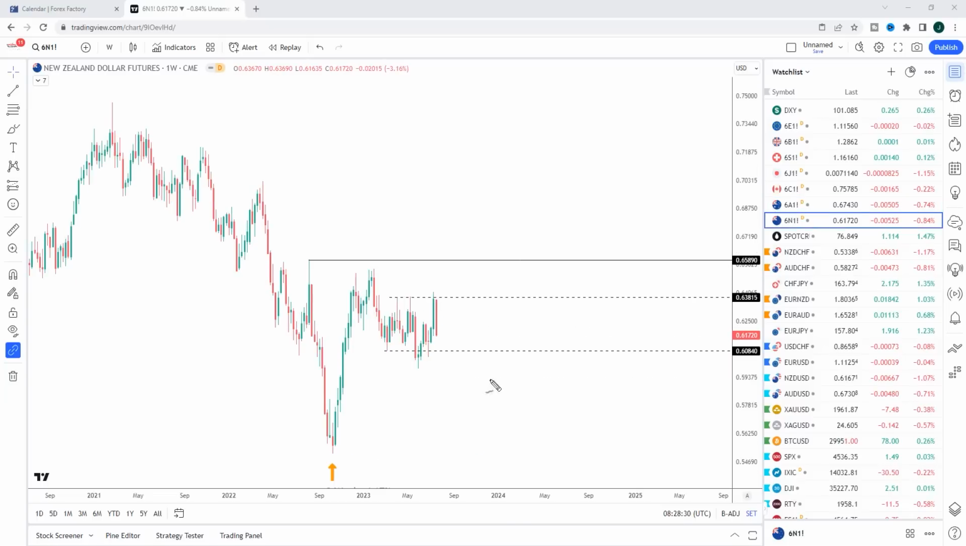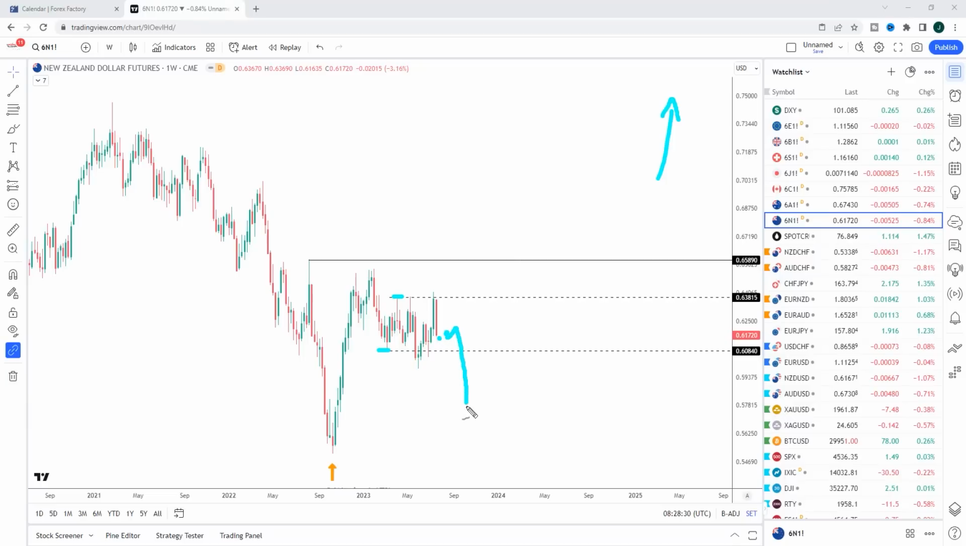And finally, the New Zealand dollar, which is my favorite short. And if we get US dollar strength off of FOMC, it is the New Zealand dollar and the Aussie dollar that I would like to short to the downside. You can see this is also stuck in a range, and we're sitting right at the top. In fact, we've sold off from the top of the range.